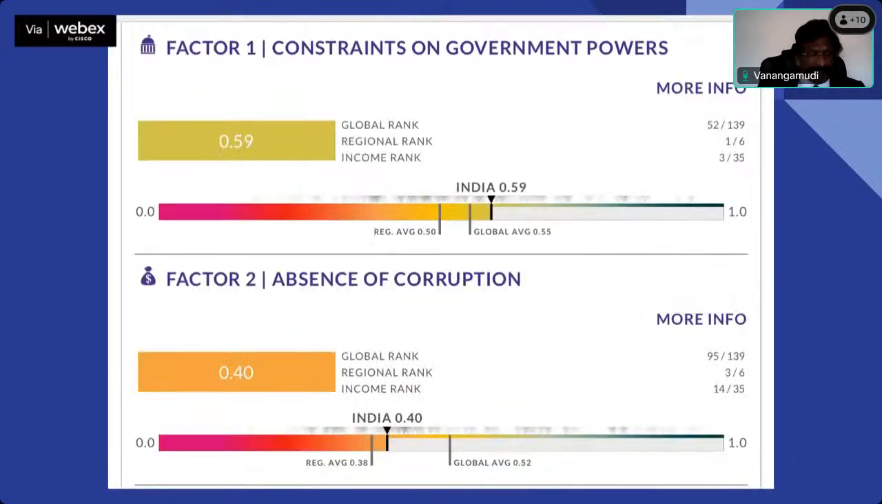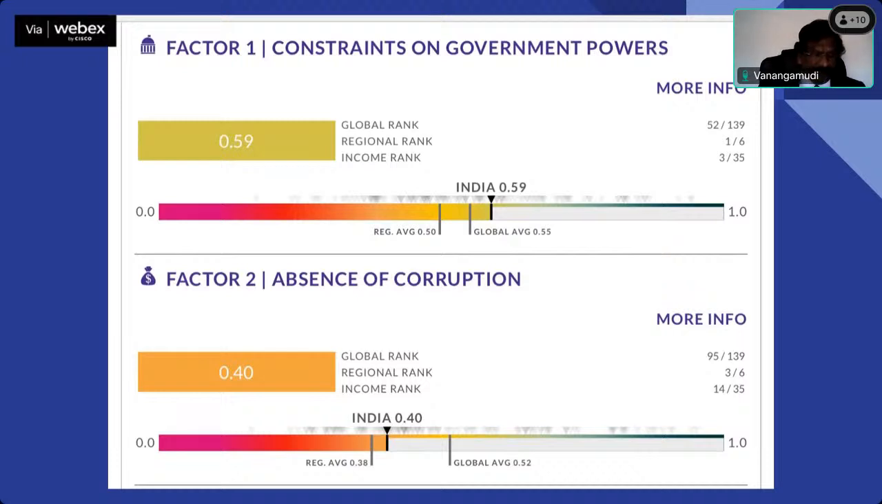Absence of corruption. You might have come across it. Our position is 0.4, very low. Out of 139 countries, India's position is 95. Out of 6 countries in South Asia, it is 3rd. Out of 35 countries in the economic background, it is 14. Our position is 0.4. It is measured, quantified, and compared. So it's a comparative study. Comparative study is a very interesting research method.